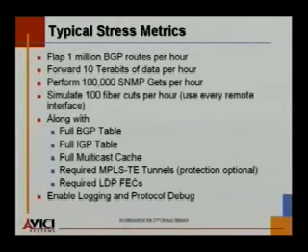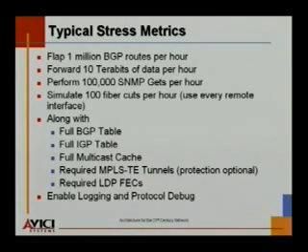So what are some typical stress metrics? Well, these are per hour. And I'm not crazy. This is the way these should be tested. Flap 1 million BGP routes per hour. Forward 10 terabits of data per hour. Perform 100,000 SNMP gets per hour. Simulate 100 fiber cuts per hour. And of course, you can increase all of these if you dare.